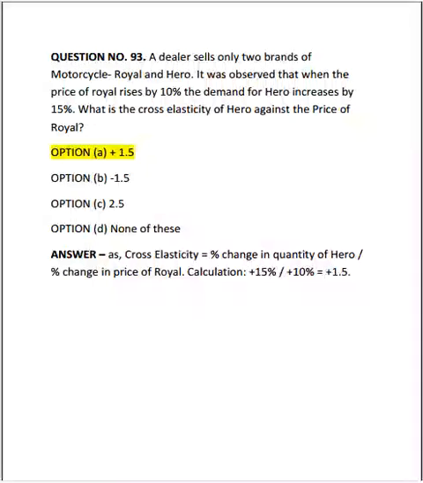Question no. 93. A dealer sells only two brands of motorcycle, Royal and Hero. It was observed that when the price of Royal rises by 10%, the demand for Hero increases by 15%. What is the cross elasticity of Hero against the price of Royal? Option A. Positive 1.5. Option B. Negative 1.5. Option C. 2.5. Option D. None of these. Answer: A. Cross elasticity equals percentage change in quantity of Hero divided by percentage change in price of Royal, equals positive 15% divided by positive 10%, equals positive 1.5.